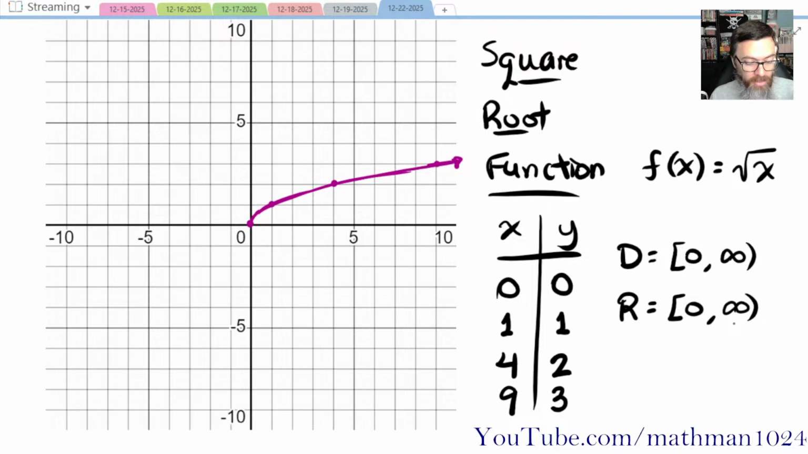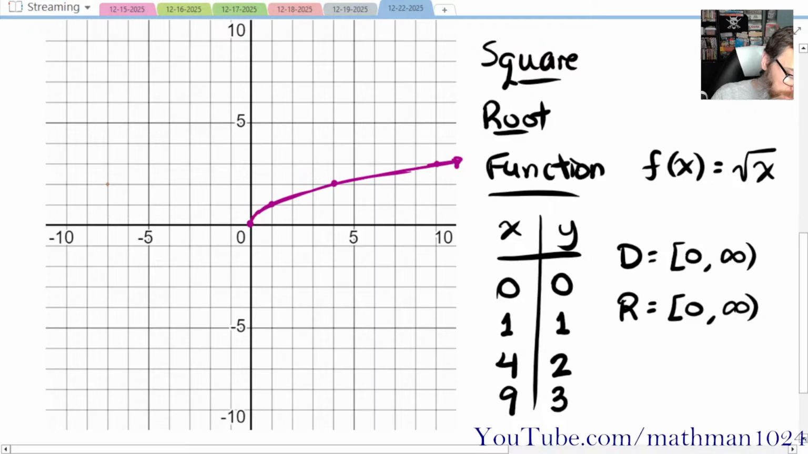Now, just to give you a preview of what's going to happen tomorrow, I'm going to take all of these parent functions that we were talking about, and I'm going to just grab the shape and move it around. And then once I move it around, I'm going to rebuild that. For example, just suppose that the starting point for your square root function was there, right? Suppose it starts here at (-7, 2).